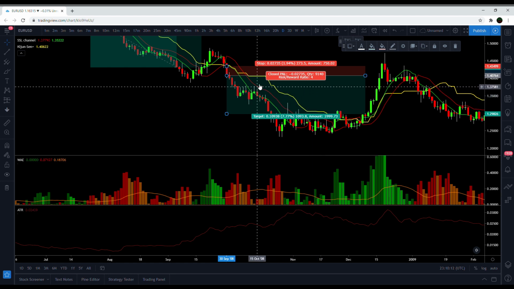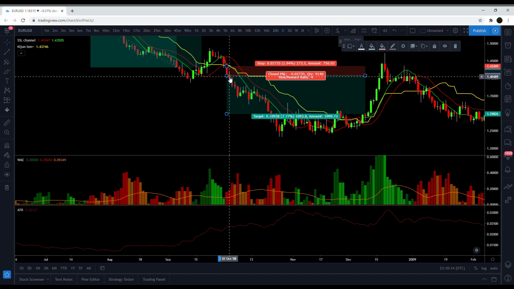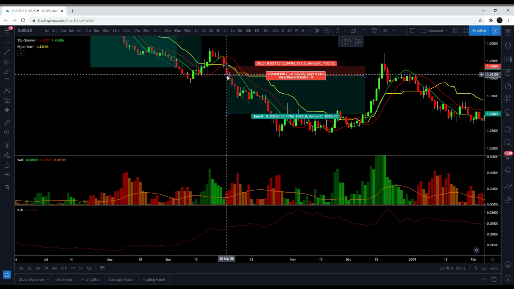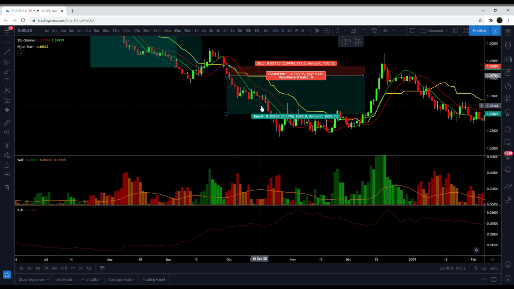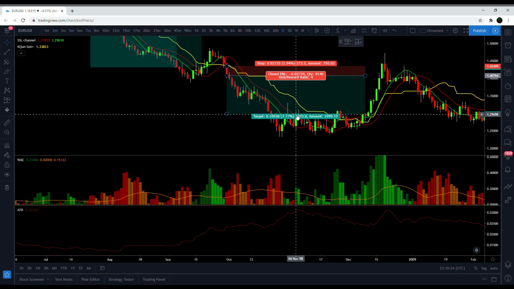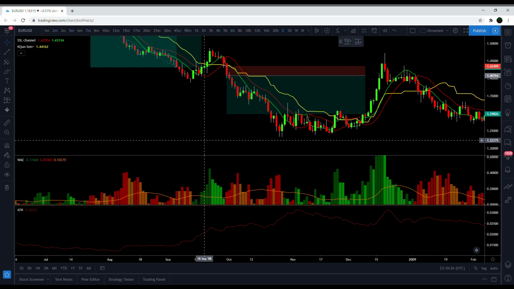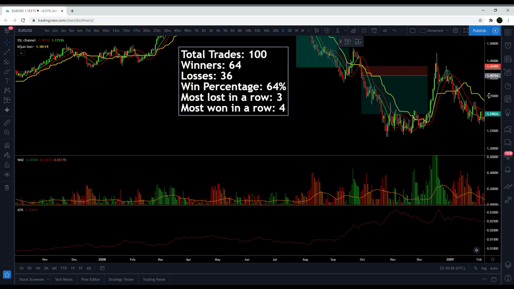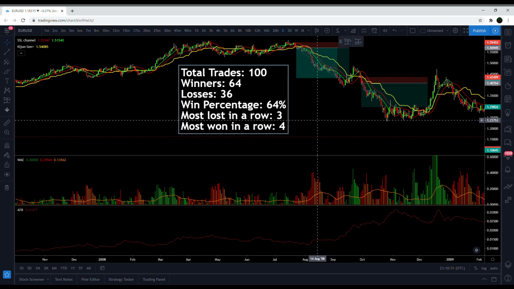So another example, you get the entry candle right here, and then 1,093 pips till we get the cross back up right here on this candle. You can get some insane results following a strategy properly.